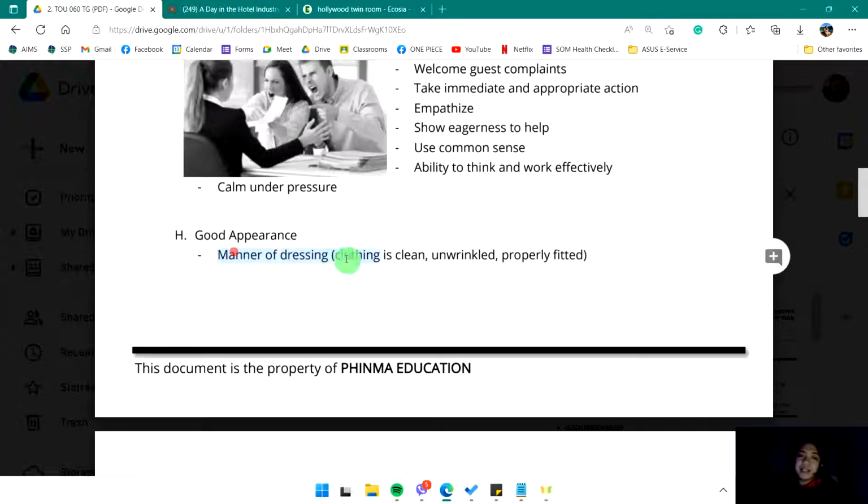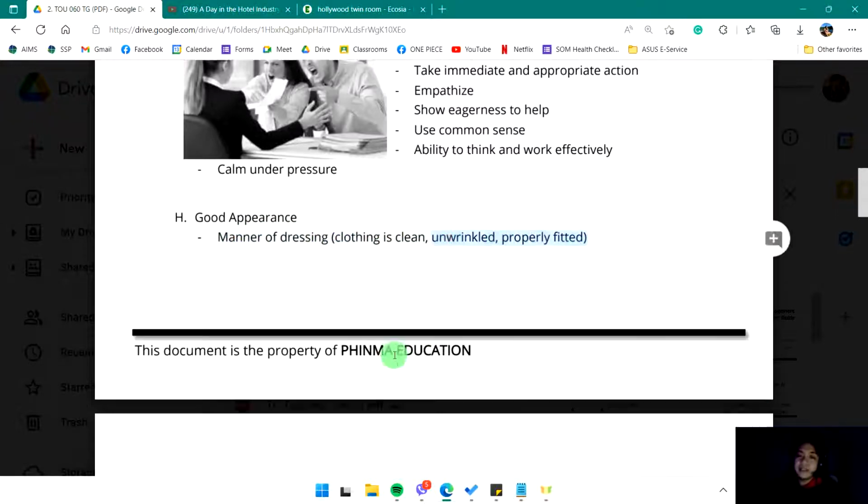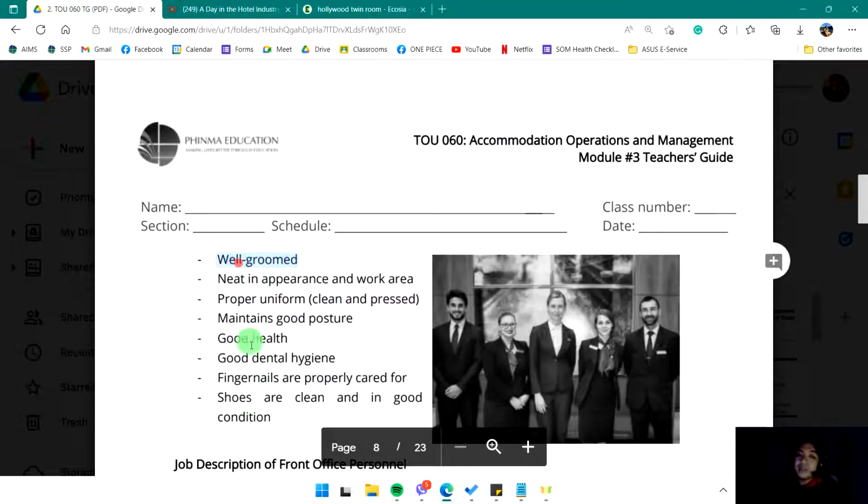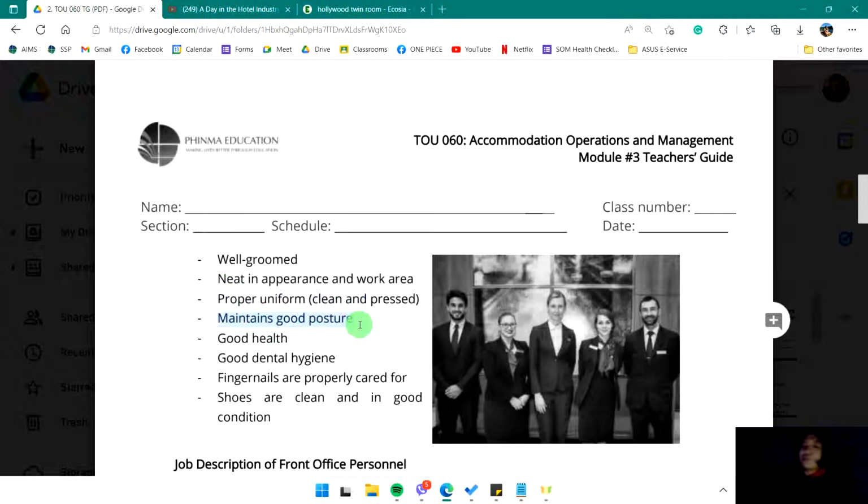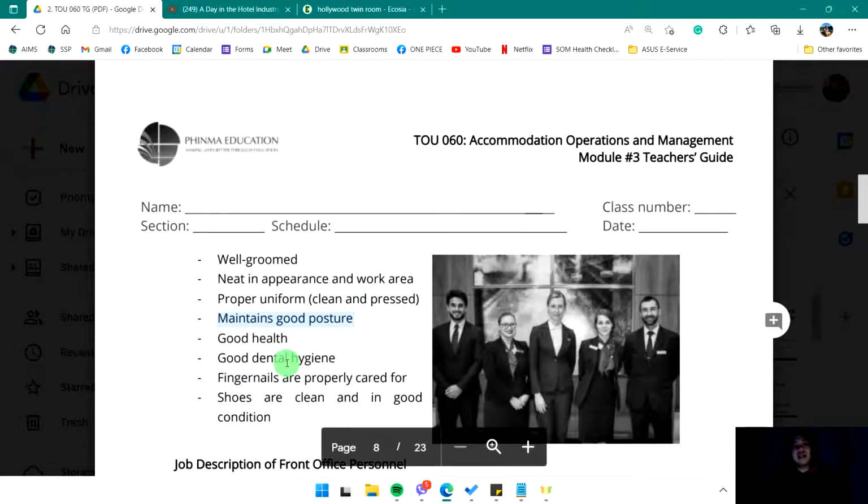The manner of dressing, ayan, clothing is clean, unwrinkled, and properly fitted. Well-groomed, neat appearance in work area, proper uniform, maintains good posture. Good health, good dental hygiene, fingernails. Basta, you should look aesthetically clean and professional.